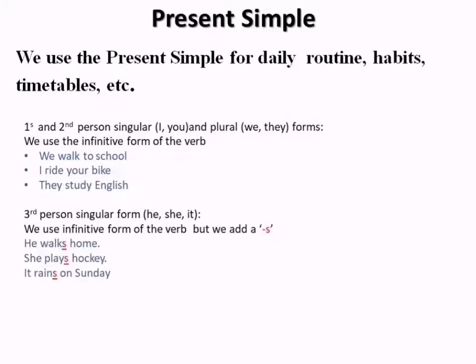For the third person singular form, he, she, it, we do something else. We use the infinitive form of the verb, but we add an s. For example, he walks home. She plays hockey. It rains on Sunday.